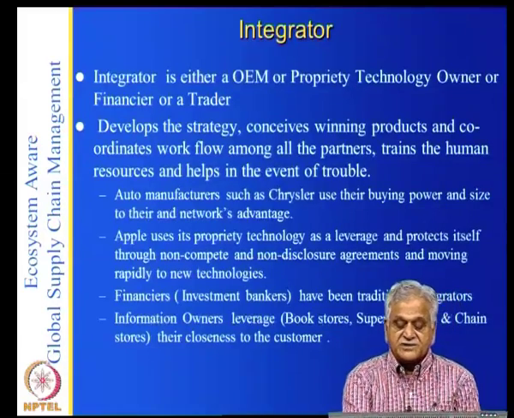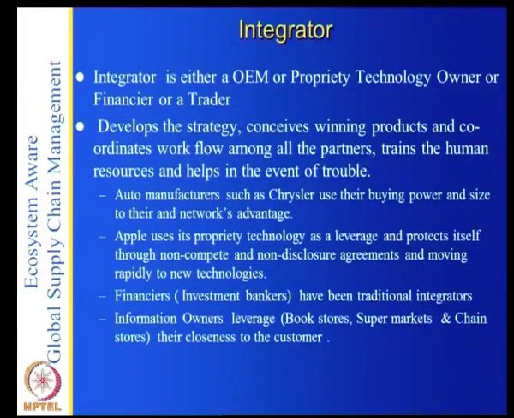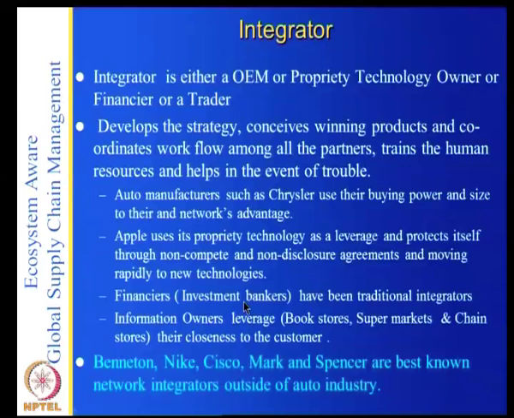And financiers and investment brokers have been traditional integrators, as have information owners like bookstores, supermarkets, and chain stores. They leverage their closeness to the customers. They basically become the integrators. Sometimes the bookstores tell the authors what to write, what topic, and so on. Benetton, Nike, Cisco, and Marks and Spencer are the best known network integrators outside the auto industry.